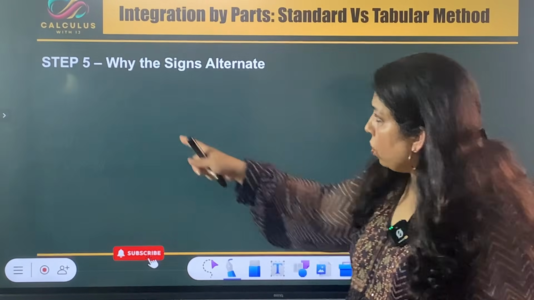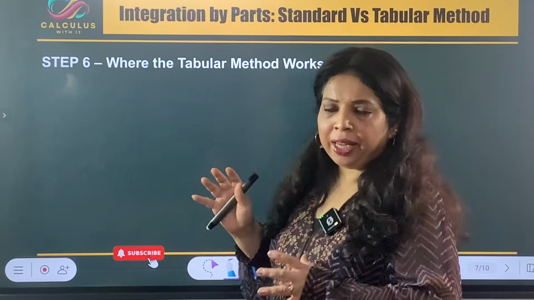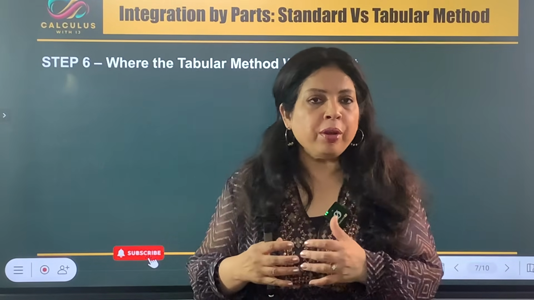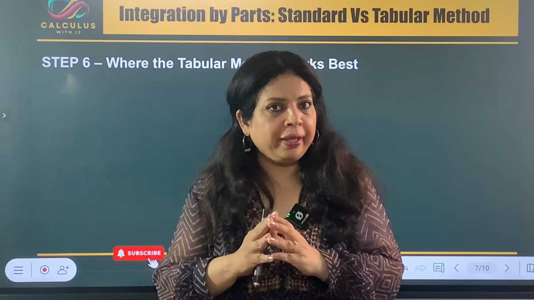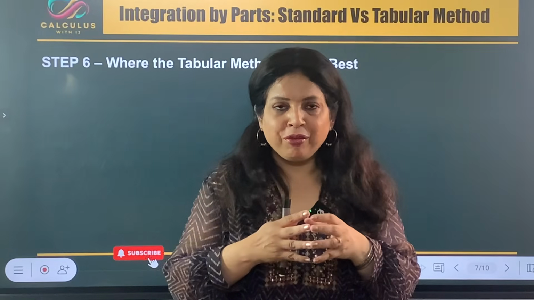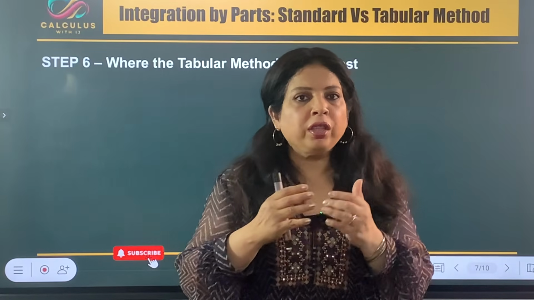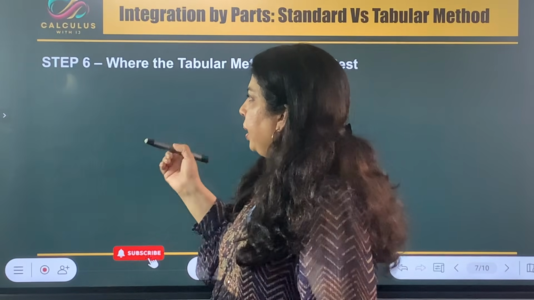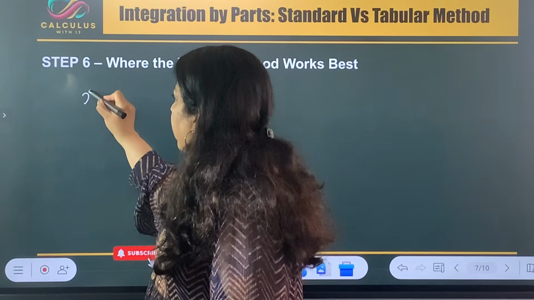So this is exactly the same result which we had calculated earlier by using integration by parts twice. So we have already seen why the signs alternate, but now the important question is, when should the DI method be used? This tabular method is useful when integration by parts must be applied repeatedly. This usually happens when one function becomes simpler after differentiation, while the other function can be integrated repeatedly without becoming complicated.